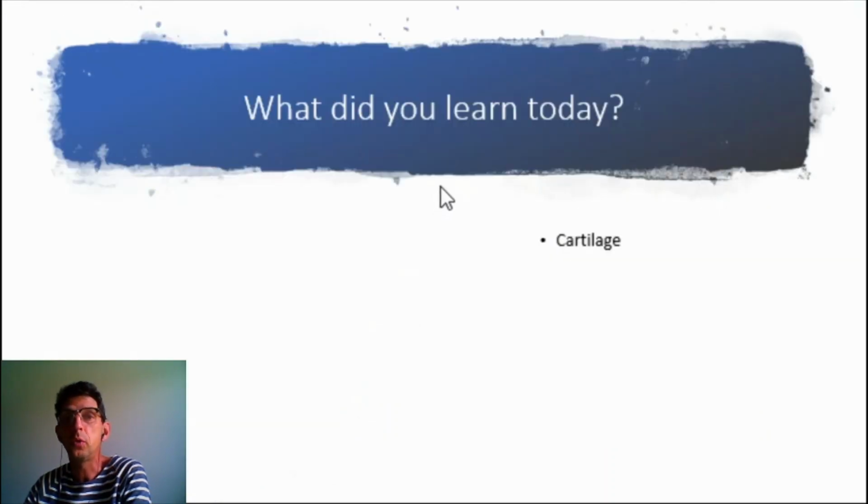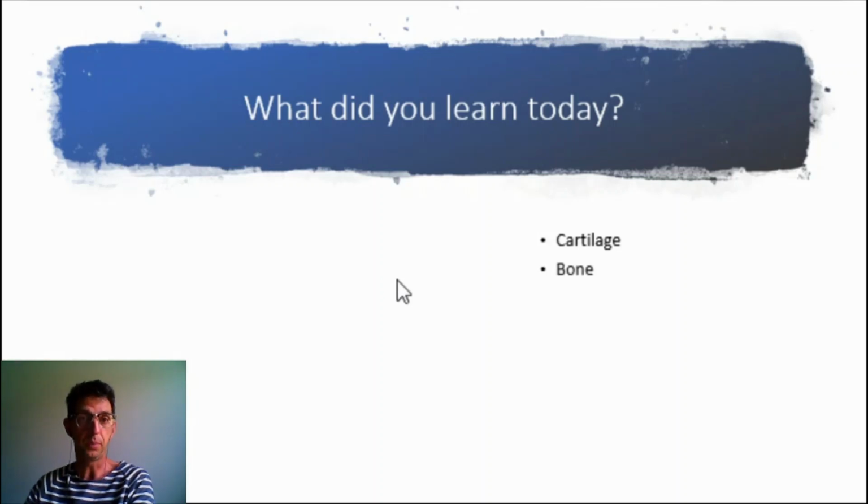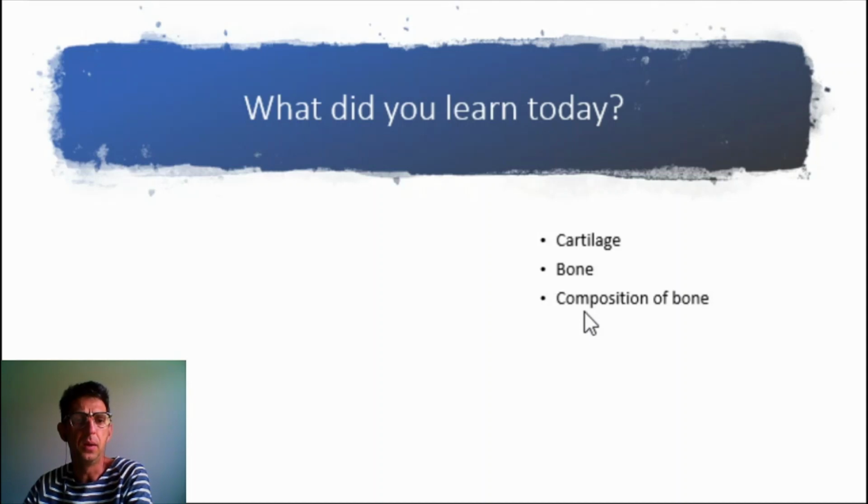So what did we learn today? We have looked at cartilage. Cartilage is a part of your skeleton. It's firm yet flexible like your ear. And of course we have bone tissue consisting of cells and extracellular material consisting of calcium phosphate and collagen, and we have seen that over the years your bone structure will change. Less collagen, more calcium phosphate.